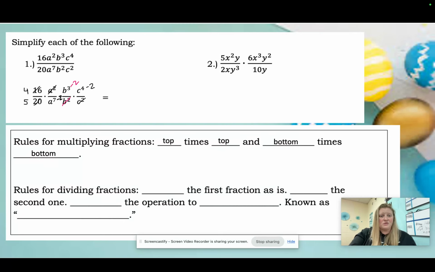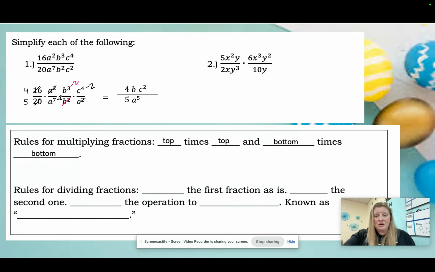Then we're going to go ahead and draw our fraction bar and record what's left on the top. So I'm just going to go from left to right. I see a 4, B to the first, because it would be 3 minus 2, and then C to the second. Same thing on the bottom. If you go across, you see a 5 and an A to the 5th. And then that one is done.